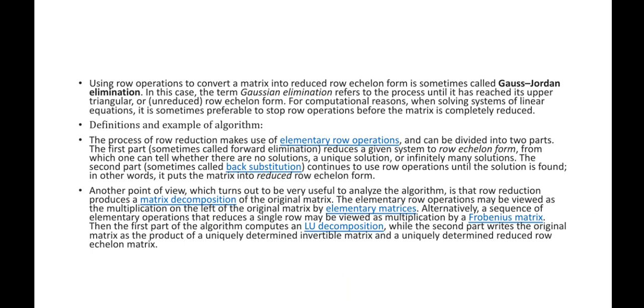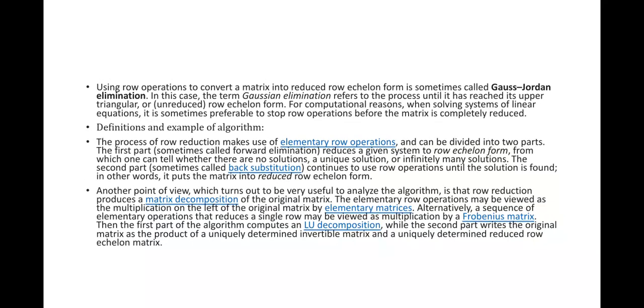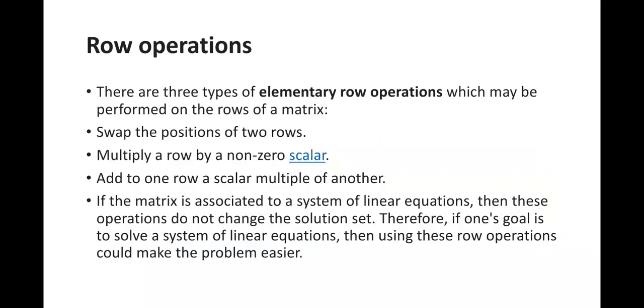Another point of view, which turns out to be very useful to analyze the algorithm, is that row reduction produces a matrix decomposition of the original matrix. The elementary row operations may be viewed as the multiplication on the left of the original matrix by elementary matrices. Alternatively, a sequence of elementary operations that affects a single row may be used as multiplication by a Frobenius matrix. Row operations: there are three types of elementary row operations which may be performed on the rows of a matrix.